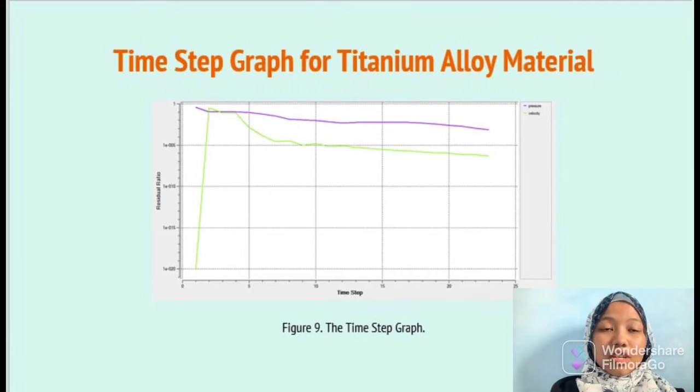seen here. There are two legends that appeared on the graph, which are velocity and pressure. For the pressure, the graph started at the highest peak and decreased slowly as the time increased. However, for the velocity, the graph increased rapidly to the highest peak and drastically drained as the time increased.